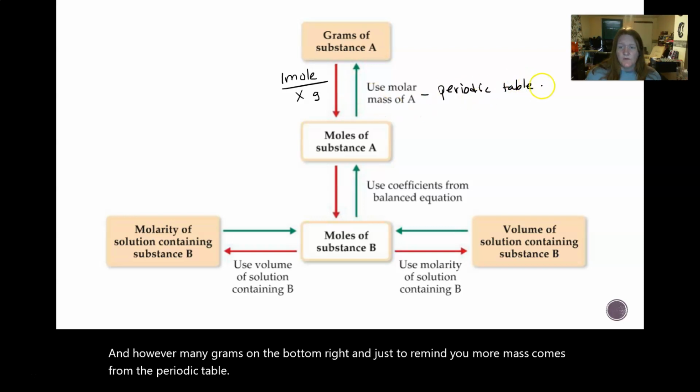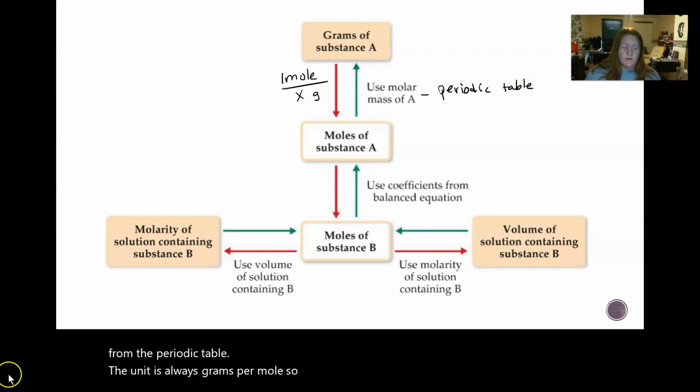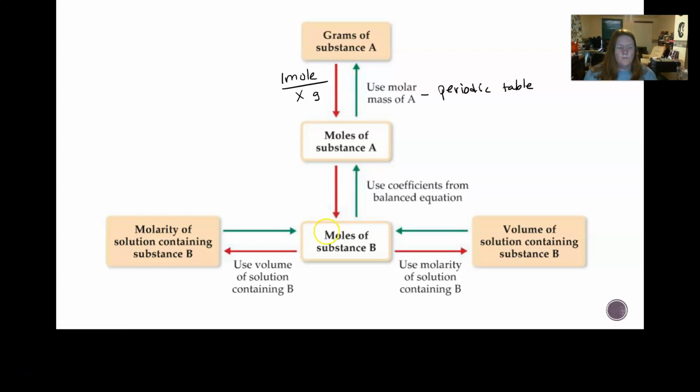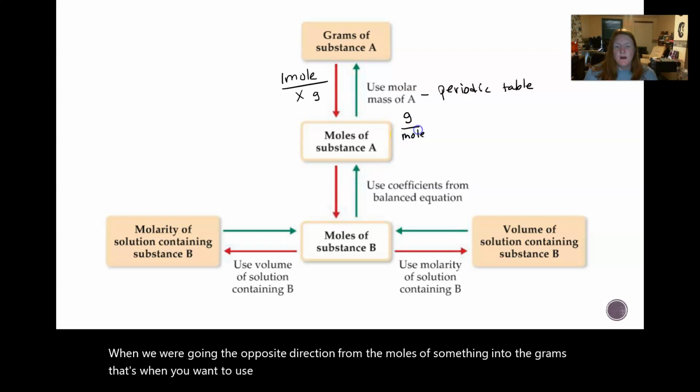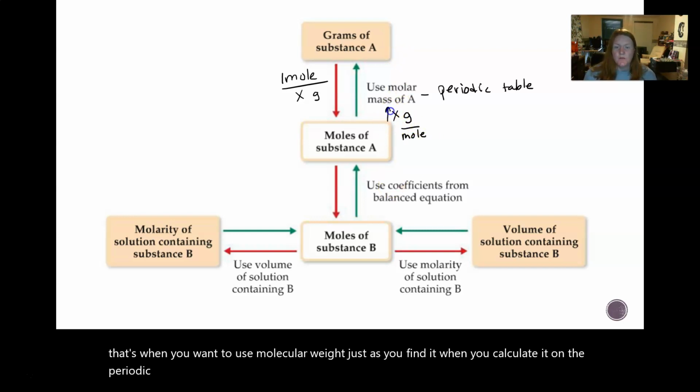The unit is always grams per mole, so you can flip it over in order to cancel grams and get to moles. When we were going the opposite direction from the moles of something into the grams, that's when you want to use molecular weight just as you find it when you calculate it on the periodic table, right? So that's going upward, this one's going downward.